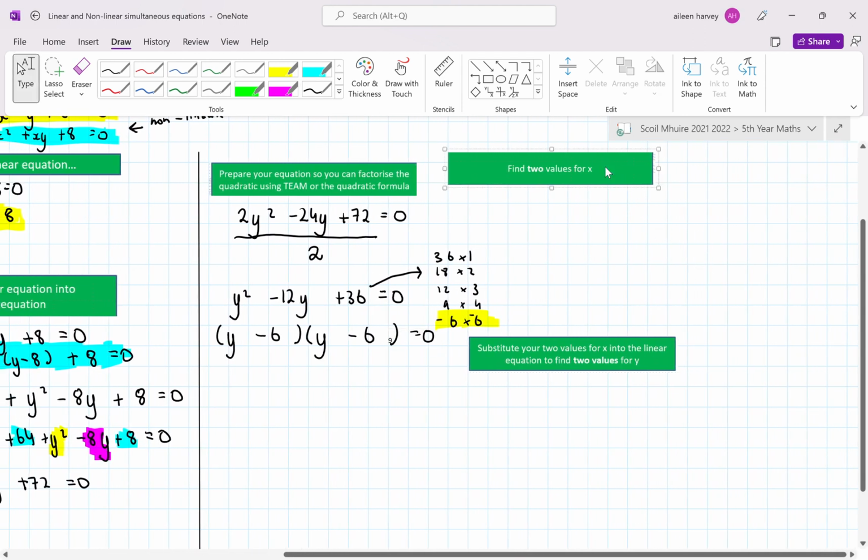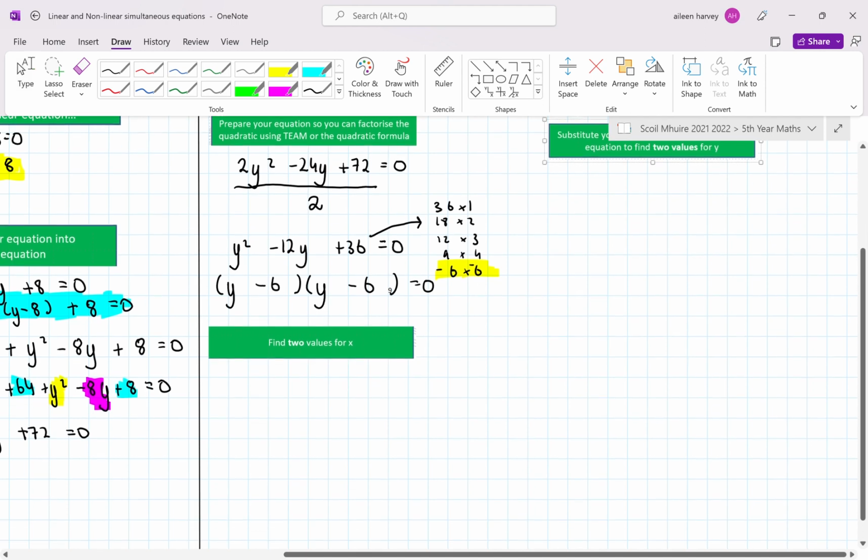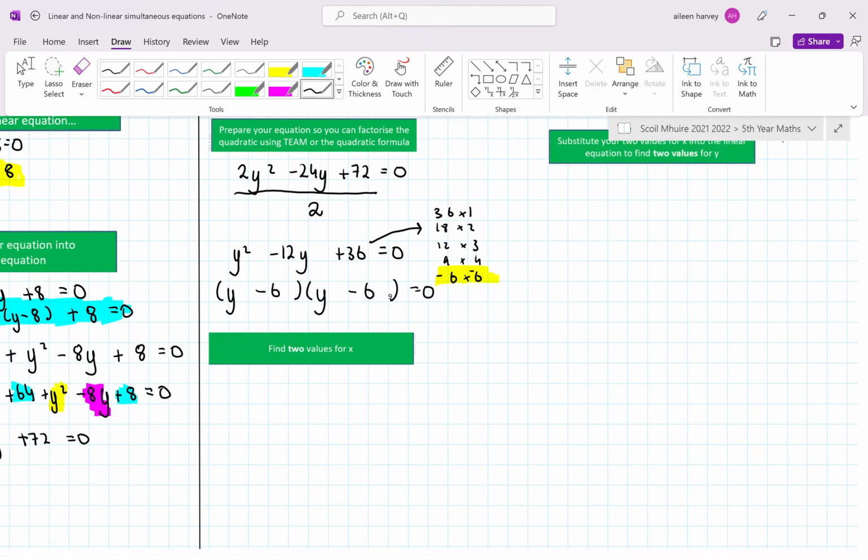Okay, so now we're going to solve for our two values of y. To do this, we're going to take both brackets that we factorized and put them equal to 0. That's y minus 6 is equal to 0 and y minus 6 is equal to 0. This leaves me with y is equal to 6, or in this case, y is equal to 6. So in this case, we only have one value for y, and that's 6.